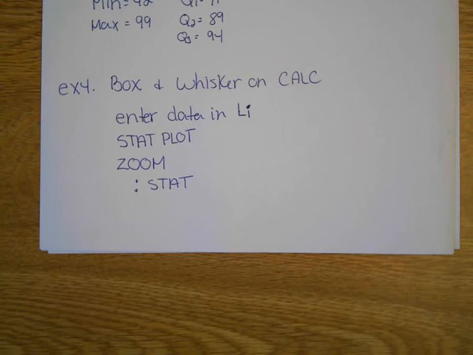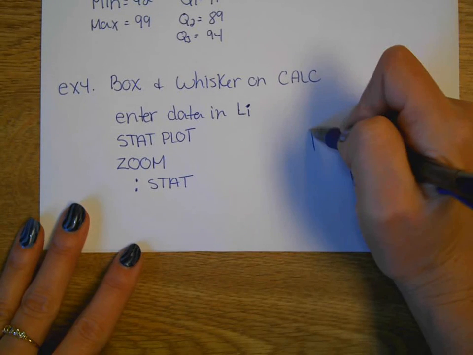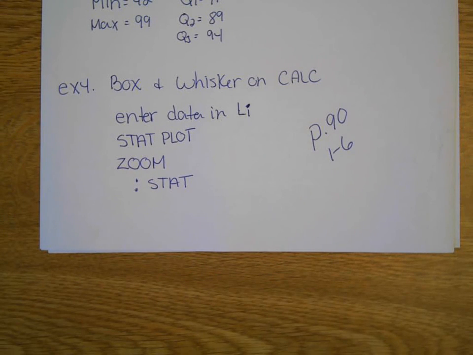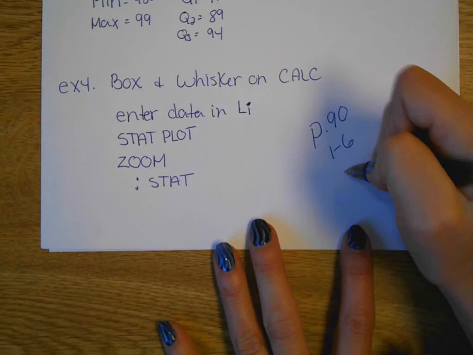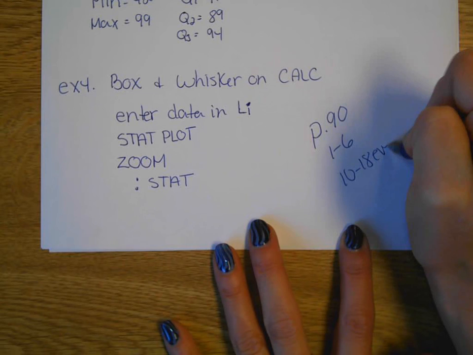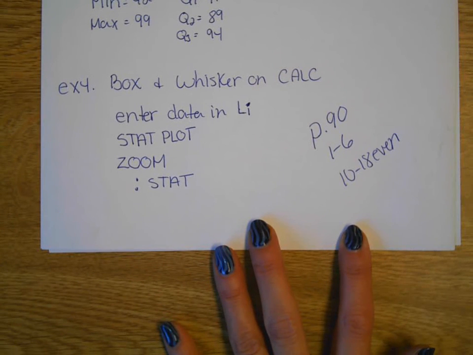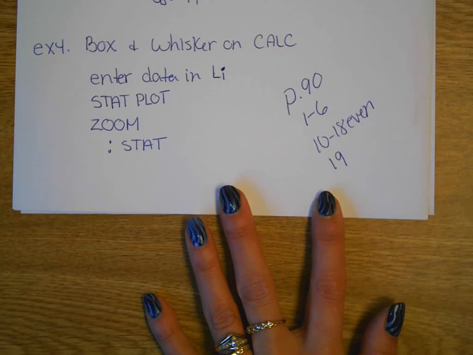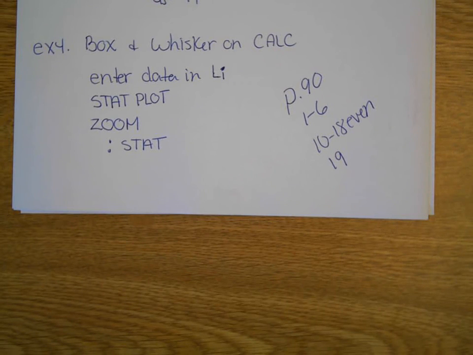All right, everything except for percentiles, which is at the end. All right, so let me see. Page 90, 1 through 6, and we're done. 10 through 18 even, and 19. Okay, we'll hit percentiles tomorrow real quick and start the chapter review.